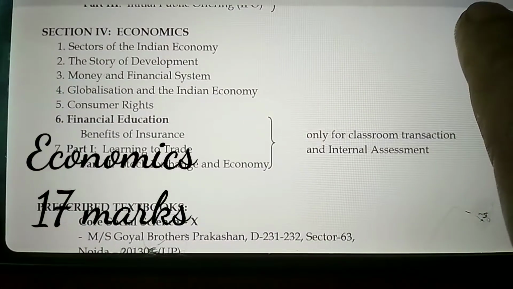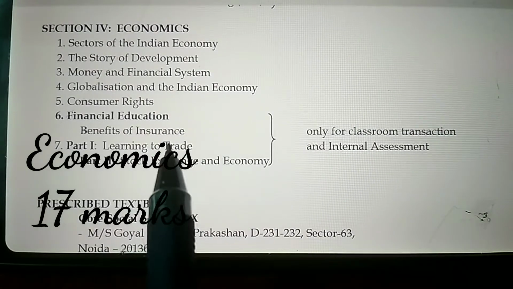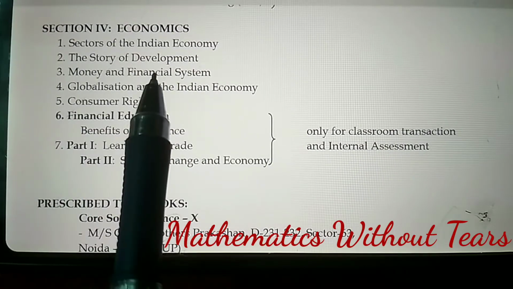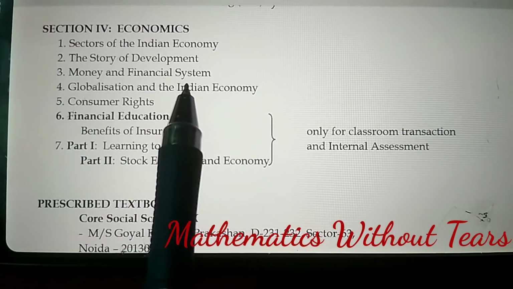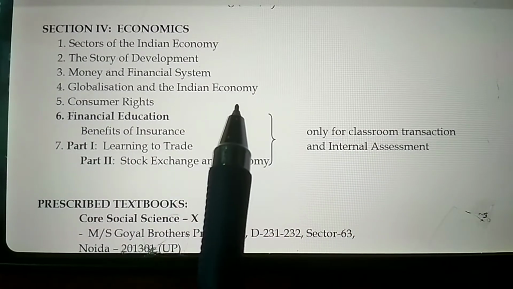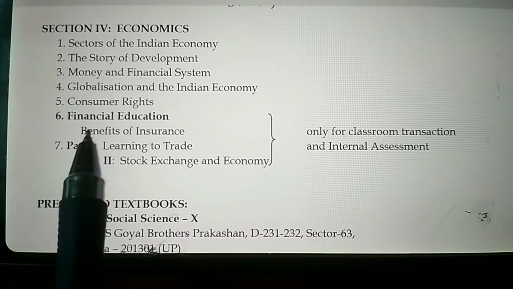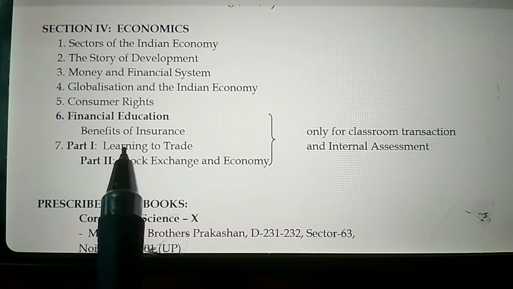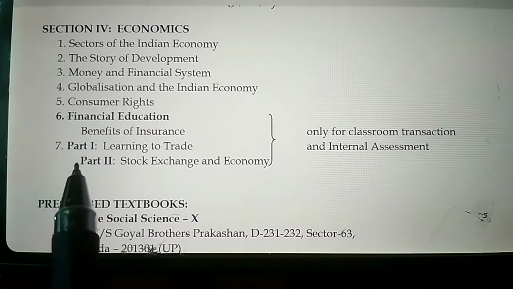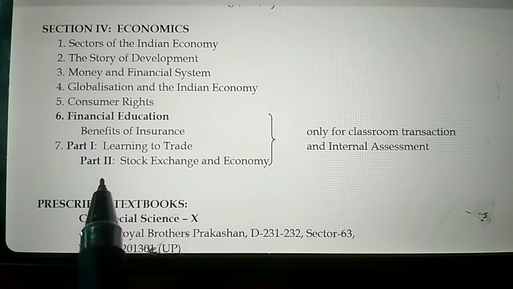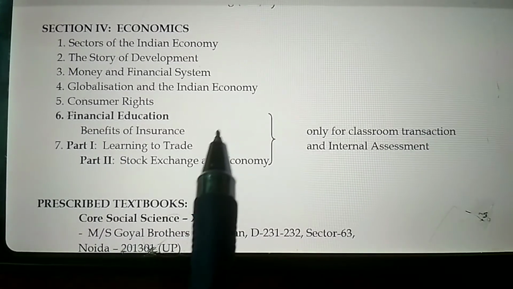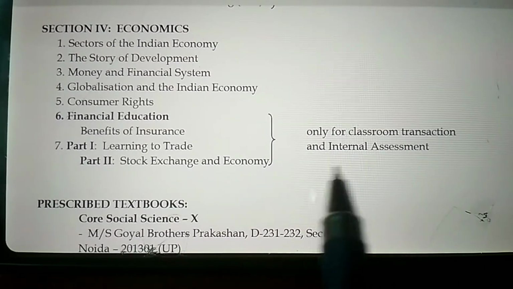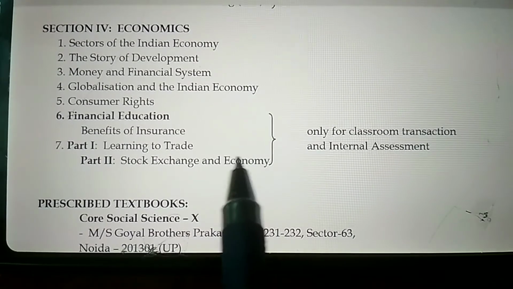Next part is economics. And in economics, the topics that you have to prepare are: number 1 is sectors of the Indian economy, the story of development, money and financial system, globalization and the Indian economy, consumer rights. And point number 6 and 7, here you can see it is written financial education, benefits of insurance. And in point number 7, part 1 is learning to trade, and part 2, stock exchange and economy. Again, these two, point number 6 and 7, are only for classroom transaction and internal assessment. So these are not for the board exam.